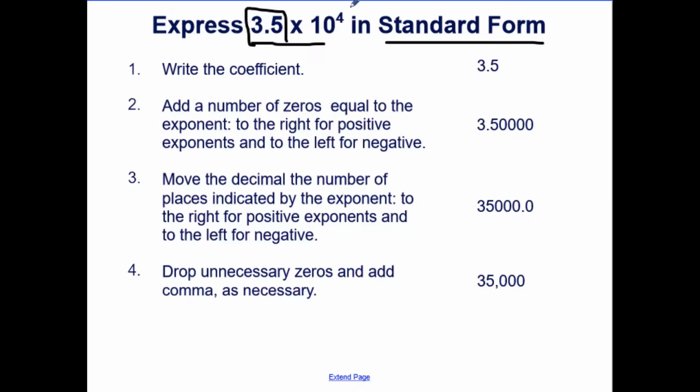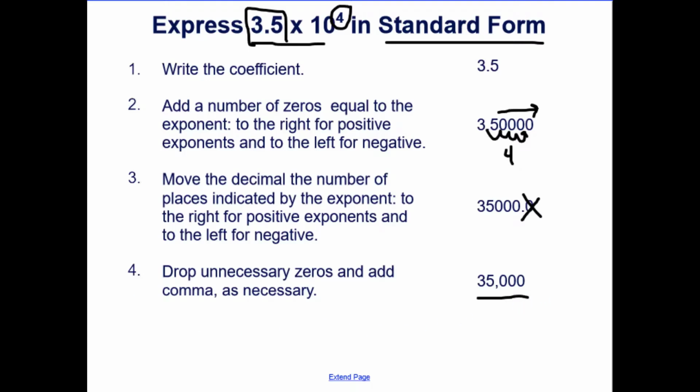In our case, we have a positive 4 as the exponent, which is why they drew to the right 4 zeros. We're then going to move the decimal the number of places indicated by the exponent, again to the right for positive exponents and to the left for negative. So they move this decimal to the right 1, 2, 3, 4 spaces because it's positive to end up here. And then they don't need the unnecessary 0 that's left over. And if they add in a comma, that gives us 3.5 times 10 to the 4th is 35,000 in standard form.